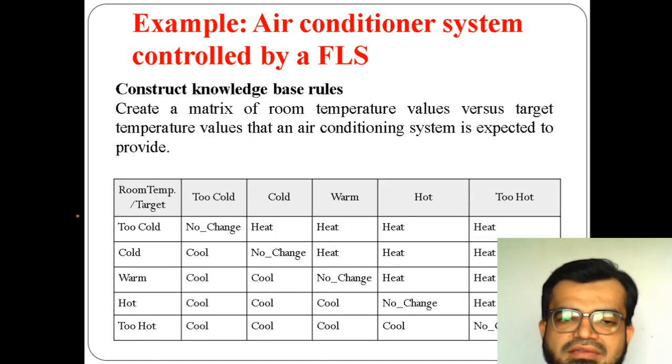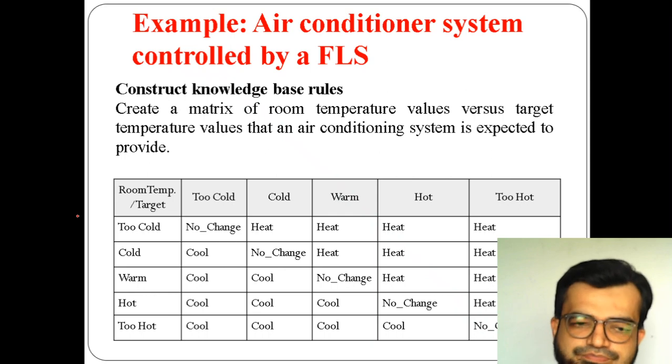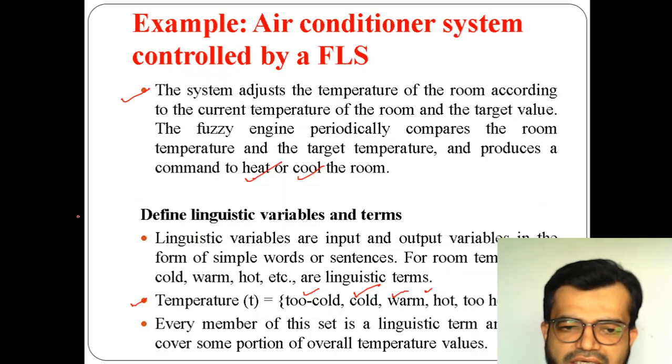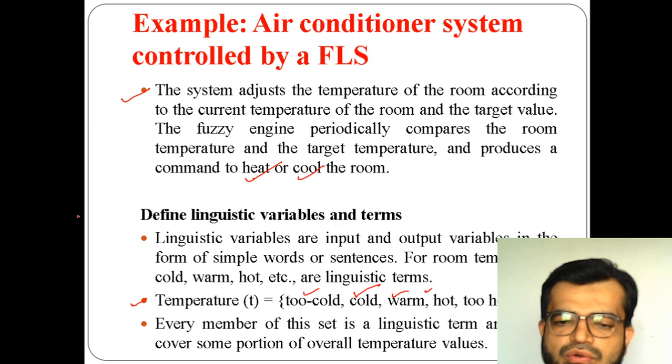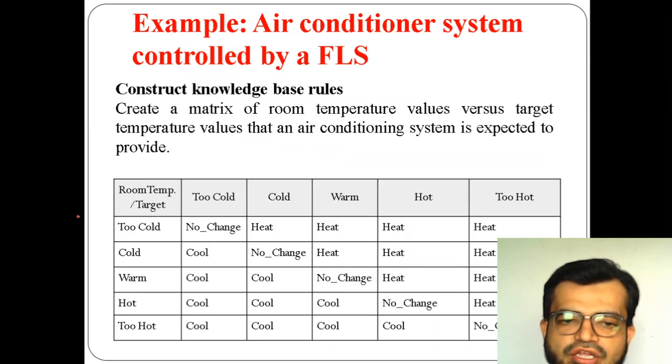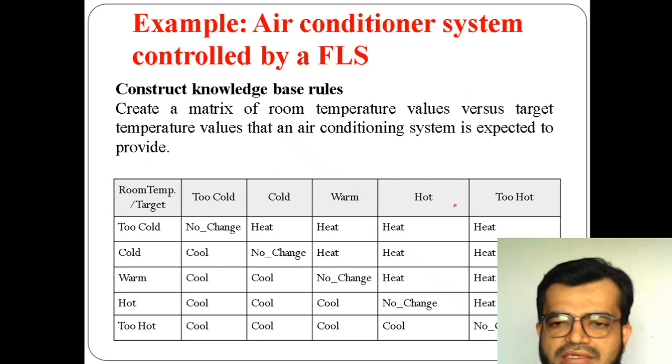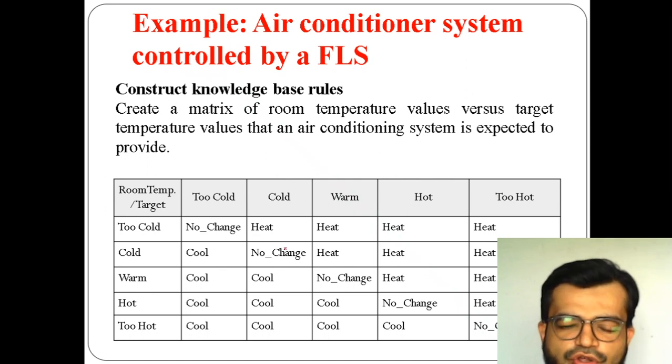Now the next thing is about knowledge based rules. Here the linguistic variables we have taken are too cold, cold, warm, hot and too hot, right? Here we have taken the room temperature, and here we have taken the targets. Now what we have to perform are these actions.